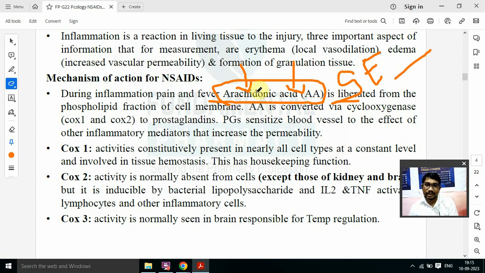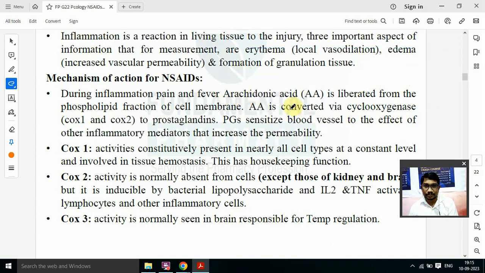याद रखना आपको, arachidonic acid is a 20-carbon containing fatty acid. It is mostly a component of the plasma membrane, सेल मेम्ब्रेन का ये कंपोनेंट होता है. Now, during the inflammation, pain and fever, arachidonic acid is liberated from the phospholipid fraction of your cell membrane. It is converted via the cyclooxygenase pathway, COX1, COX2, COX3, into the prostaglandins. On the other hand, it is converted into leukotrienes. I will explain that in upcoming slides.